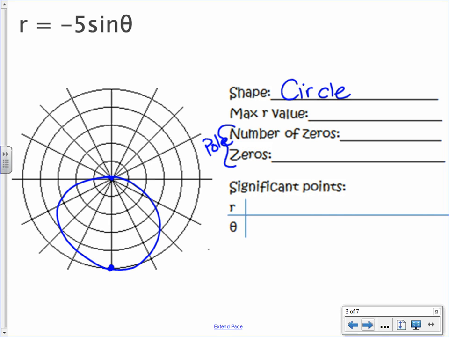Now, what is our max r value? What's the furthest away this circle gets from the pole? Okay, and we can just say 5. Okay, we don't have to say -5 because we're talking about a distance here. So this circle is 5 away from the pole.